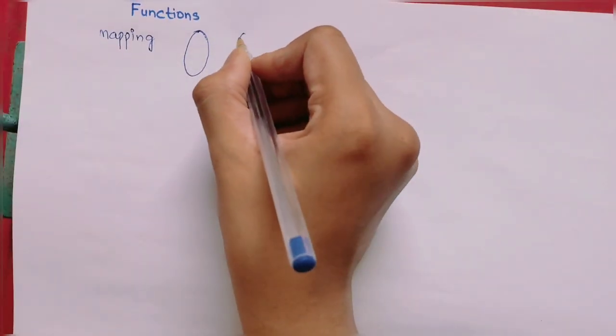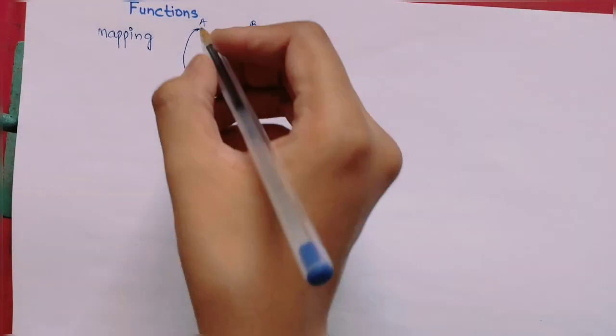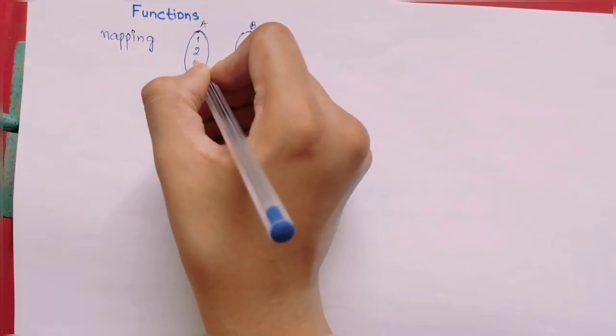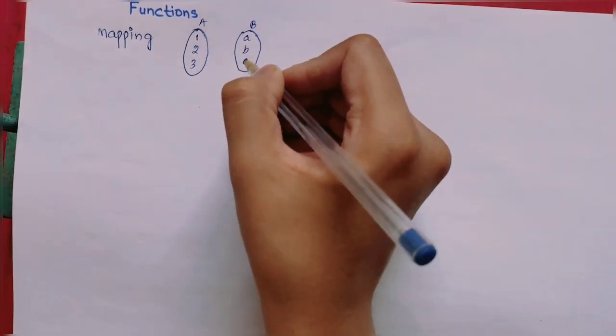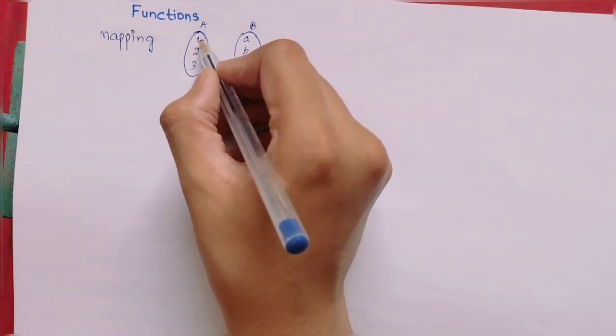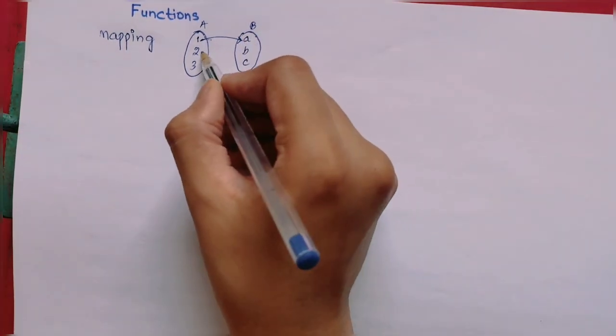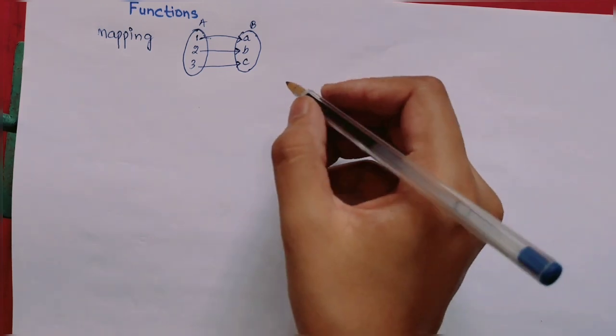We have two sets. One is called set A and the other is called set B. Set A has elements 1 to 3 and set B has elements A, B and C. If all the elements of set A map onto the elements of set B, then it is called a function. It's basically a mapping.